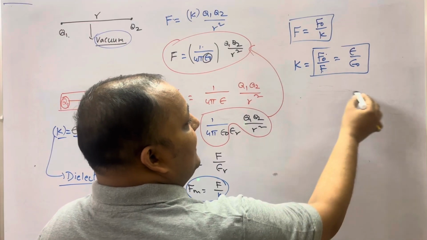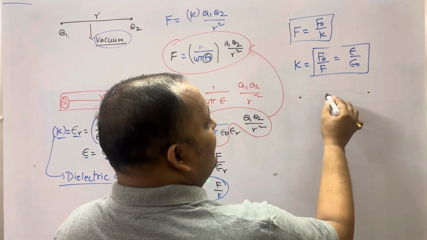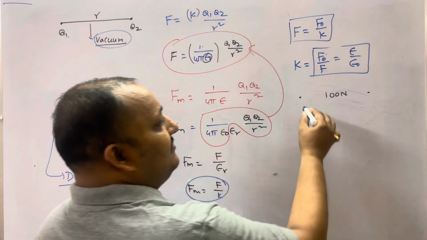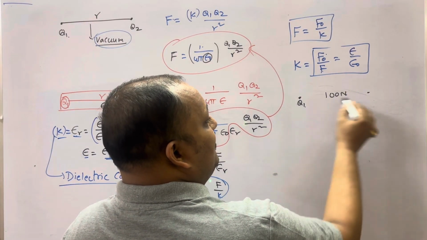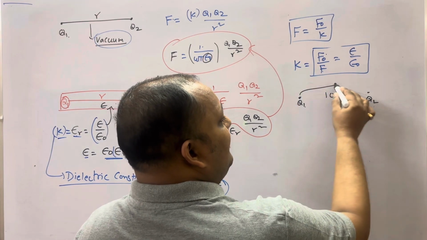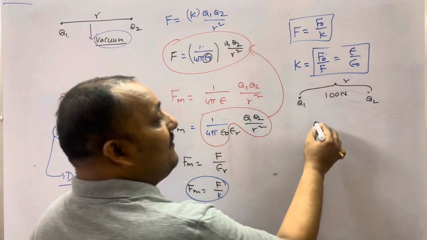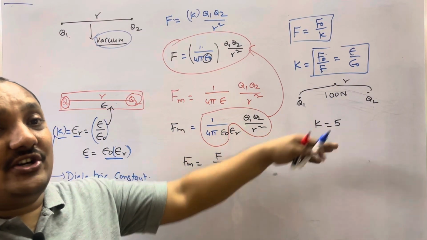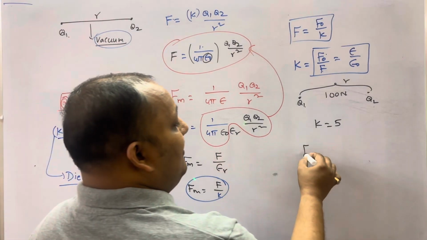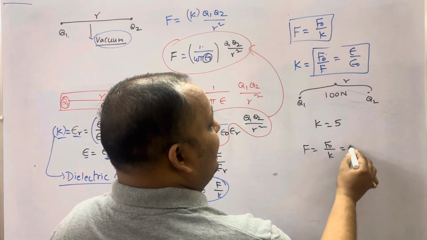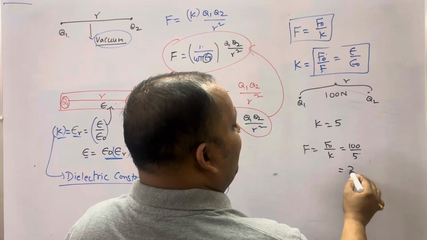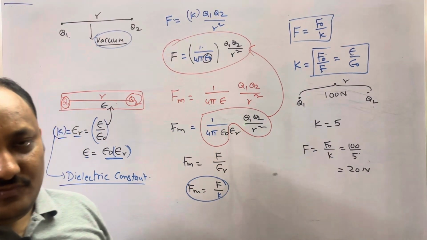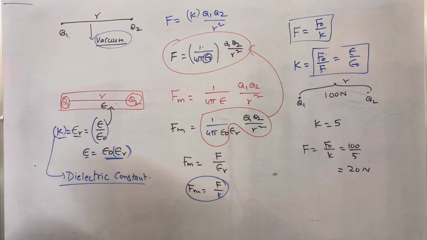The force between two charges in air is 100 newtons. Then the same two charges with the same separation are placed in a medium of dielectric constant 5, they will give. At that time, directly you can get F is equal to F naught by K, 100 by 5. So the force is going to decrease or increase? Like this, you are going to get the problem.